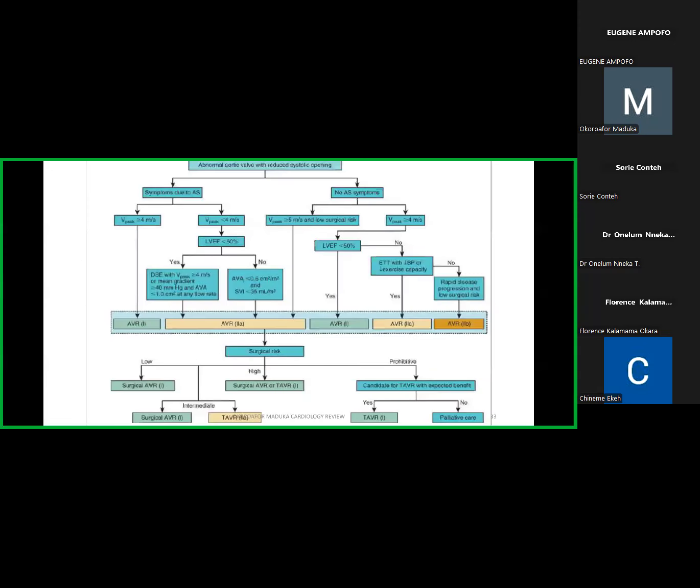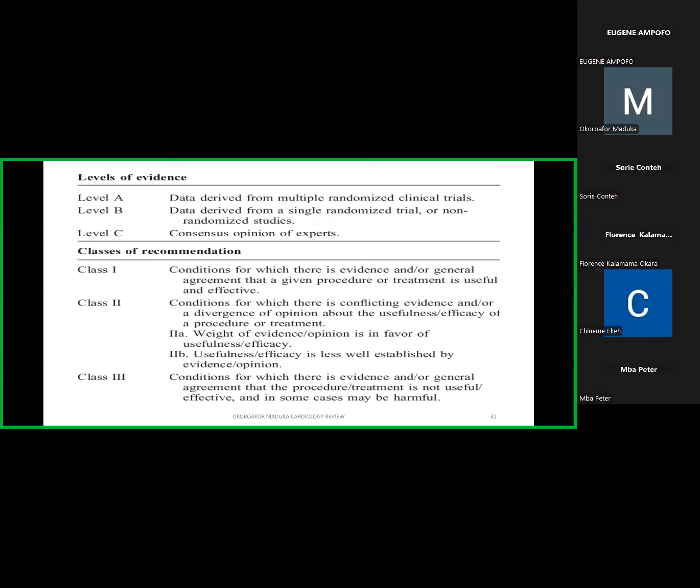So looking at this, the summary of this table is that if you recall the staging A to D, patients with stage C2 and D have class 1 evidence for aortic valve replacement.